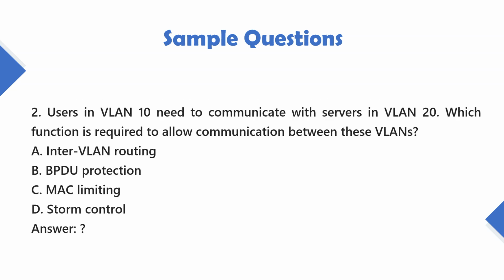2. Users in VLAN 10 need to communicate with servers in VLAN 20. Which function is required to allow communication between these VLANs? A. Inter-VLAN routing. B. BPDU protection. C. MAC limiting. D. Storm control.